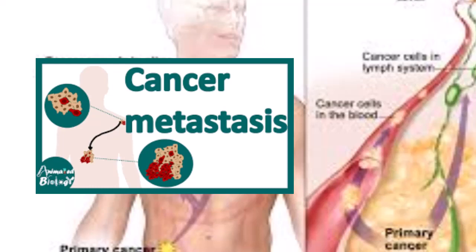By definition, metastasis can be broken down into two parts: meta, meaning to alter something or something beyond, and stasis, meaning a state of inactivity or stagnation. Put together, metastasis means changing or moving beyond something stationary.